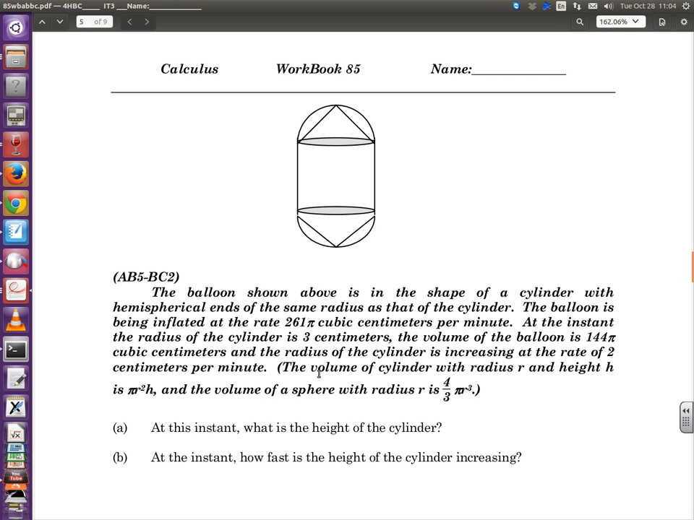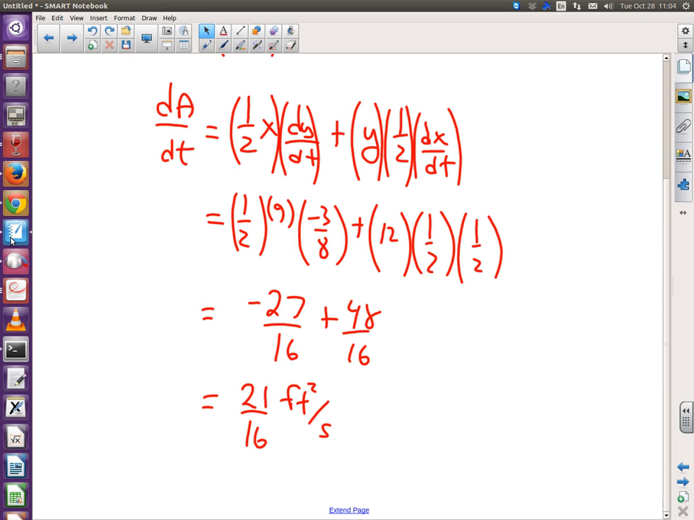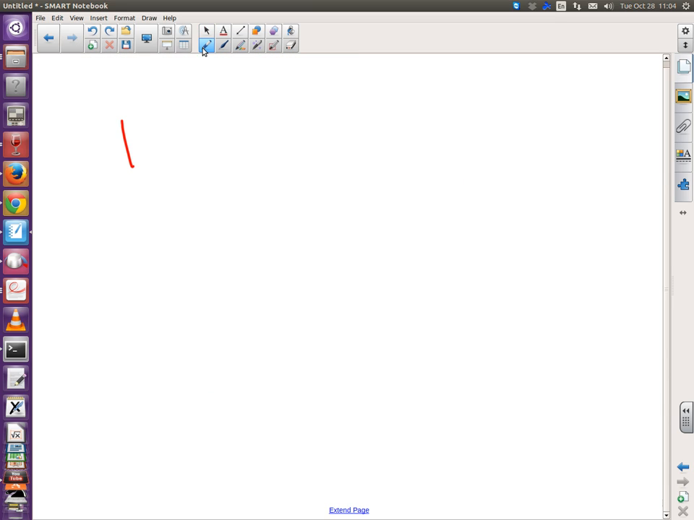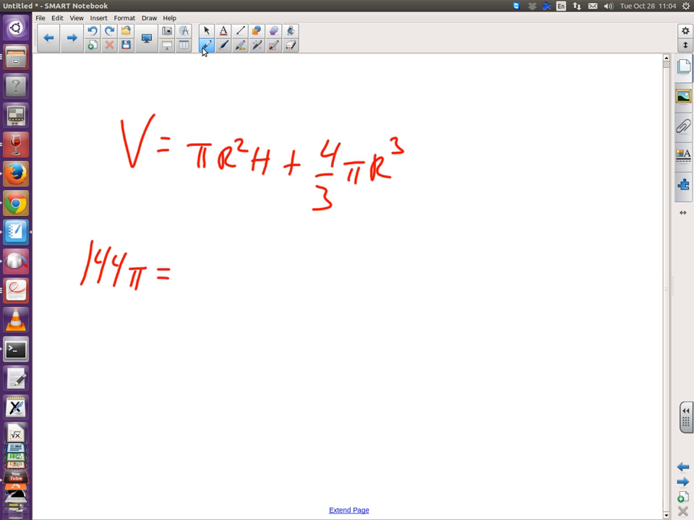So, what is the volume of this balloon? Well, it's the volume of a cylinder in between, right in the middle, pi r squared h, plus 2 hemispheres of the same radius. So isn't that just one big sphere? So here's your volume. The volume of the cylinder plus the volume of the 2 hemispheres, which is one sphere. Right? Now let's plug in what they gave us. They gave us that V is 144 pi cubic centimeters. R at this instant is going to be 3. H is what we're trying to figure out. Plus 4/3 of pi times, and then R again is 3.